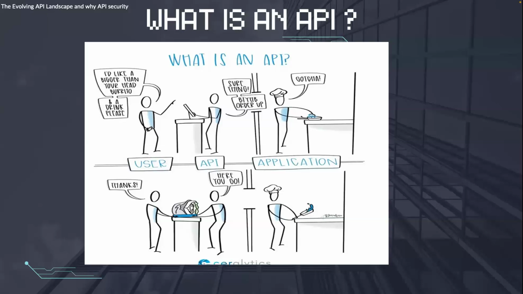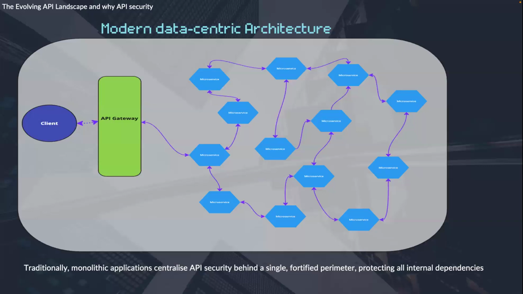Okay, so does anyone know what an API is? Yeah, I know it's a dumb question. So this is a really good picture of what an API is. It's an intermediary between a user interacting with an application or even an application interacting with another application. So that's pretty much what an API is.